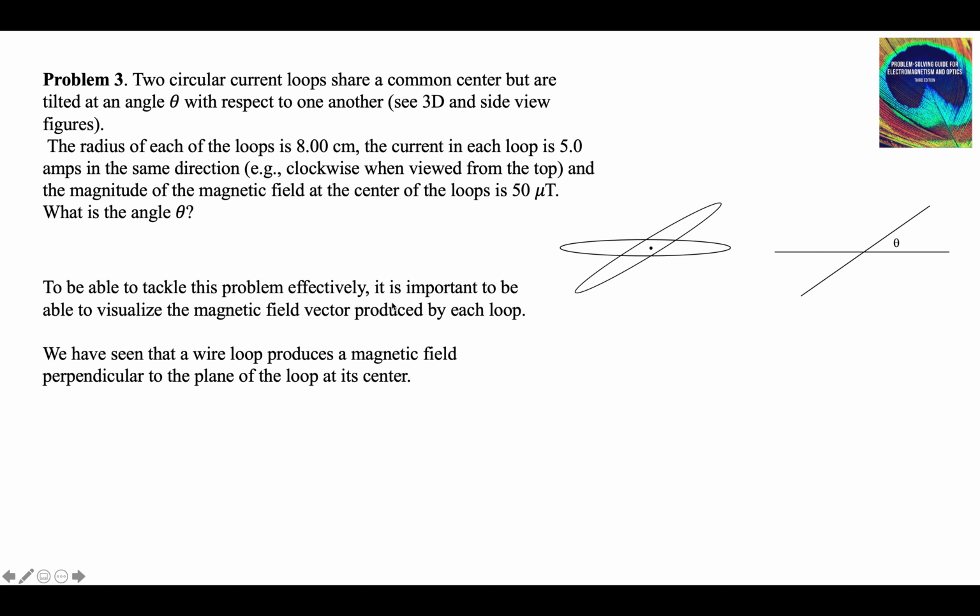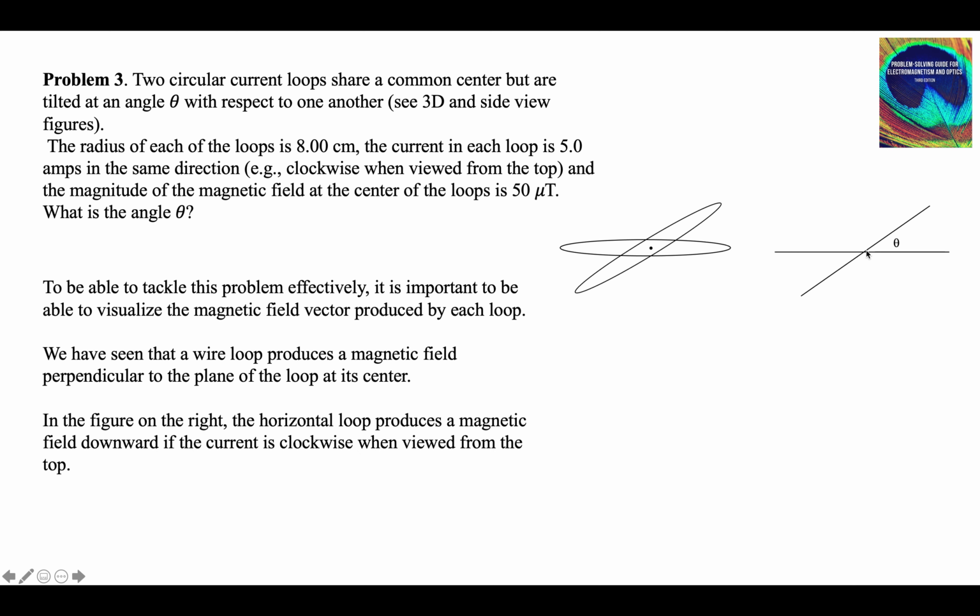A wire loop produces a magnetic field perpendicular to the plane of the loop at its center. So if we focus on the figure on the right here, if we use the right-hand rule and curl our fingers clockwise from the top, we see that the B field's pointing straight down. So the B field produced by the horizontal loop at the center is like that. The B field from this loop is also perpendicular to its plane at its center. So it's something like this.